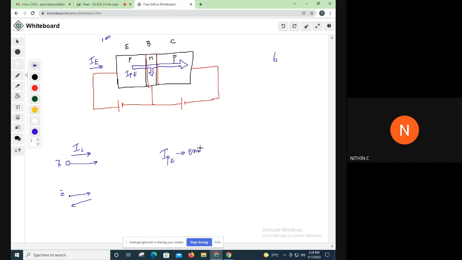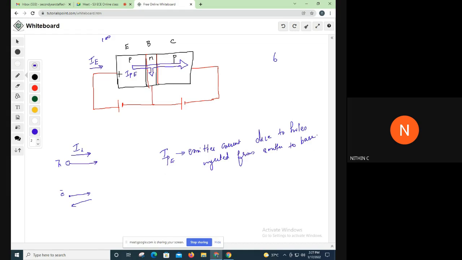Emitter current due to holes injected from emitter to base. That is what IPE stands for.